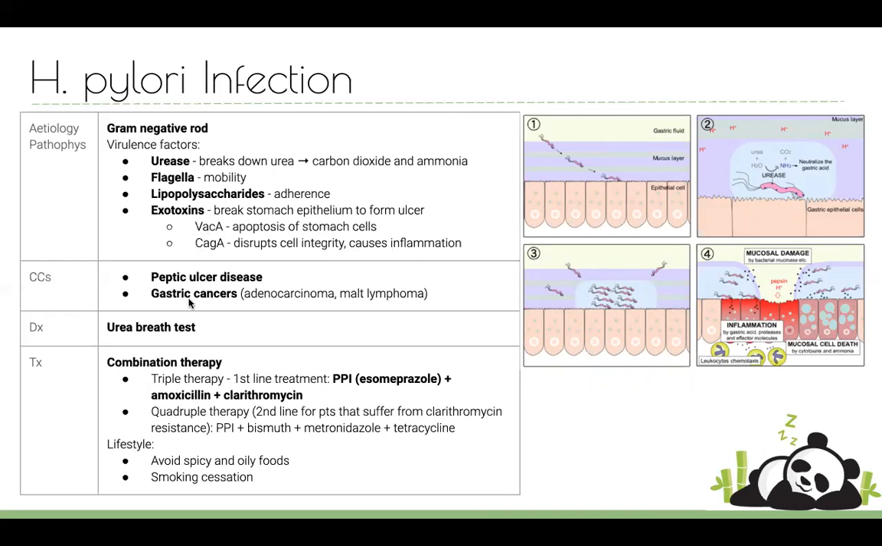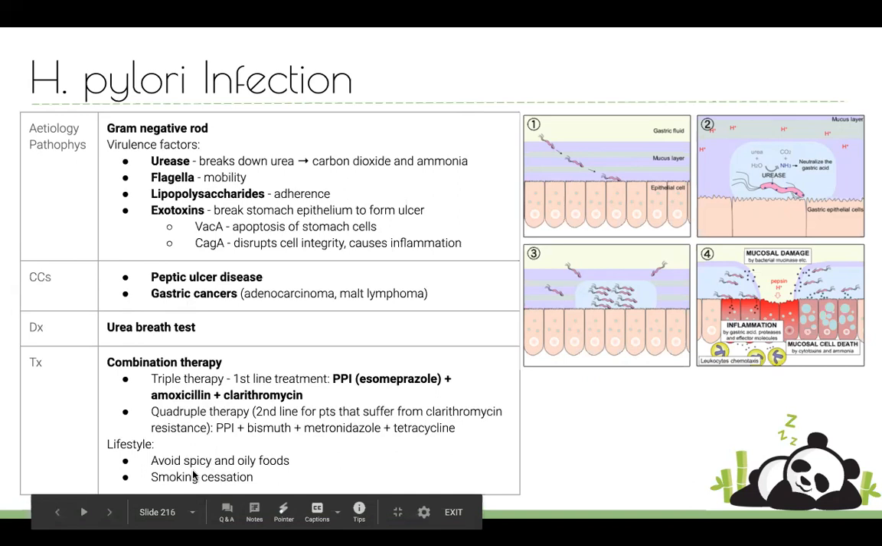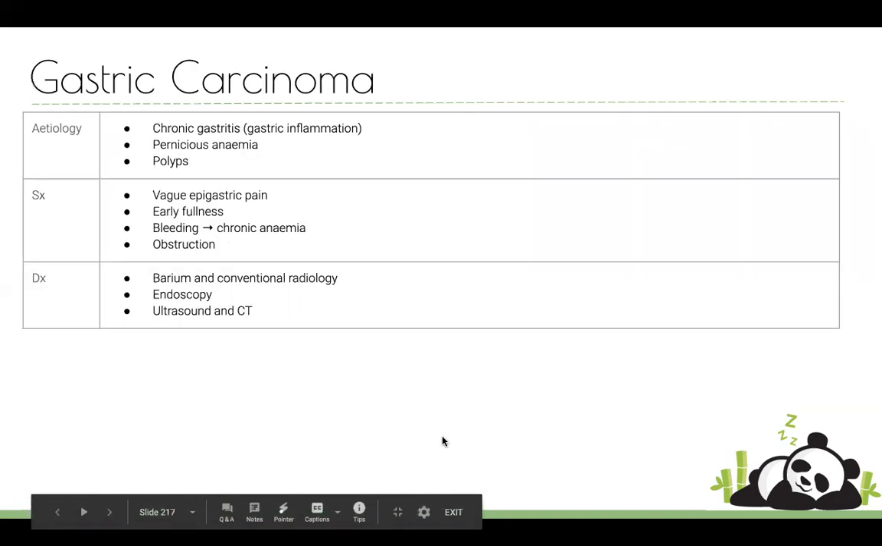And that's why you actually want to get rid of the H. pylori even if you only have mild disease, because you don't want to put your patients at risk of cancer. Again, diagnosis by urea breath test, and then your combination therapy, so your clarithromycin, esomeprazole, and amoxicillin. And lifestyle, avoid spicy and oily foods, and smoking cessation.